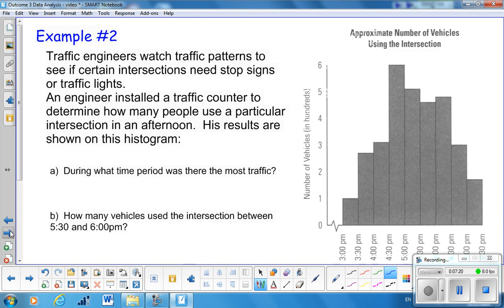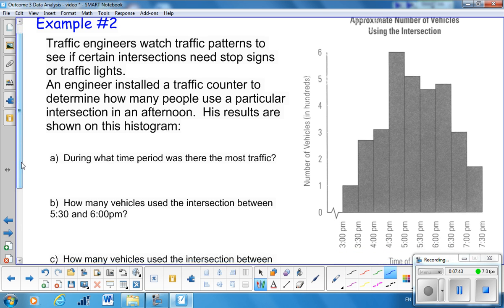Let's do one more example. Traffic engineers watch traffic patterns to see if certain intersections need stop signs or traffic lights. An engineer installed a traffic counter to determine how many people use a particular intersection in the afternoon. His results are shown on this histogram.